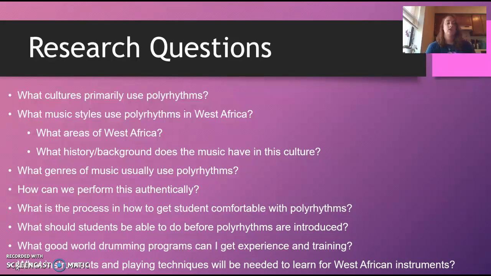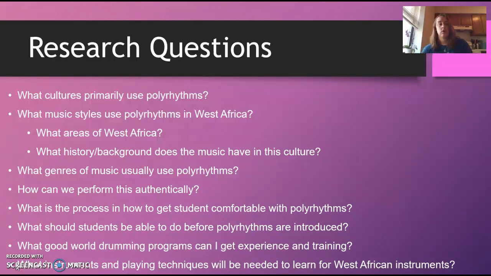With instruments, I have the question of what good world drumming programs can I get experience and training from? Because ultimately, as a teacher, if we can get hands-on experience with experts of that field or that style of music, that's going to be one of the best ways we learn. So that was one of my questions.